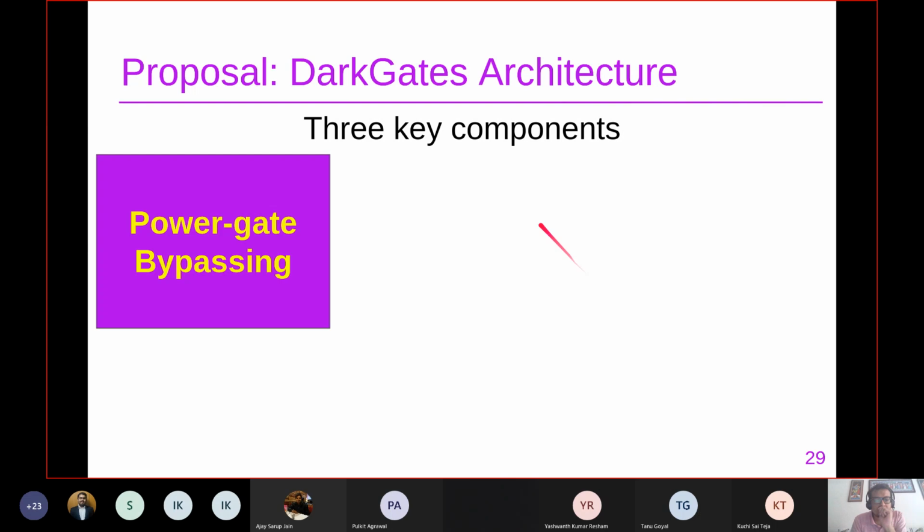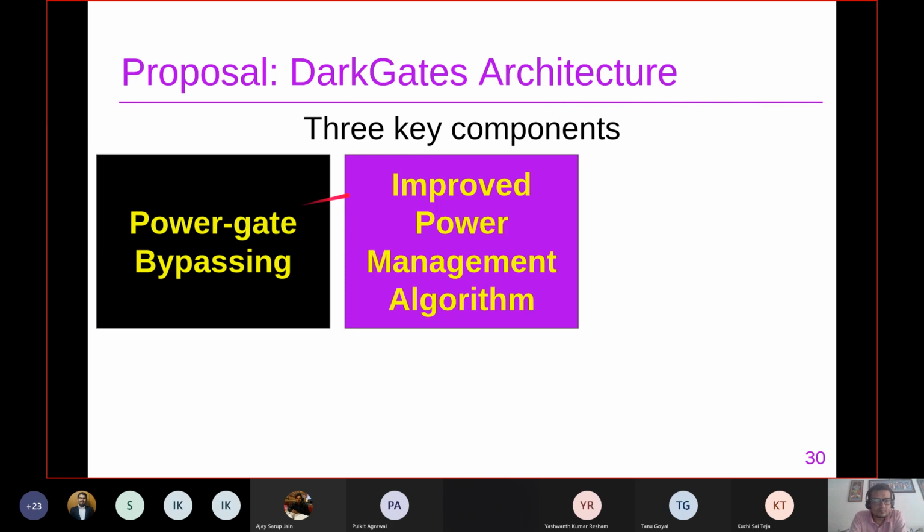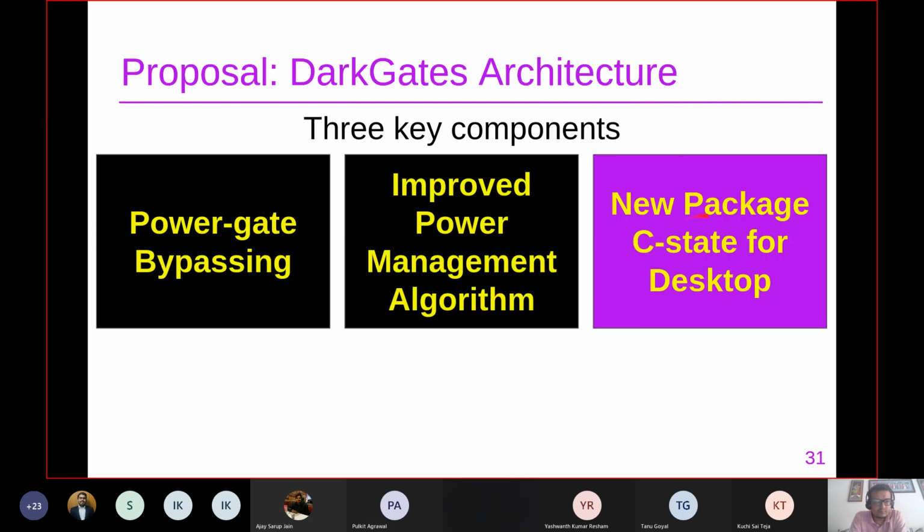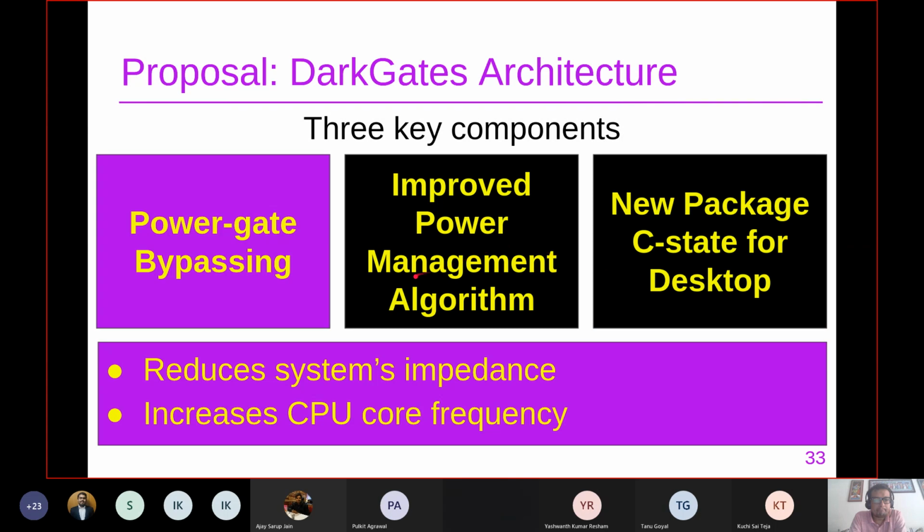Here comes the proposal. The proposal has three key components. One component is how to bypass the power gate and what do you achieve by bypassing. The second component is improved power management algorithm, and the third component is new package C state for desktop systems. Now let us go into it one by one.